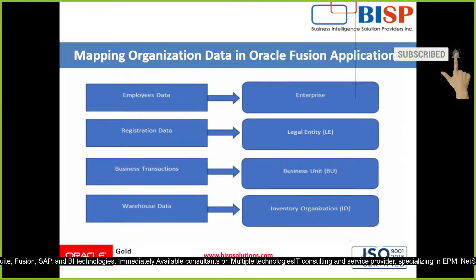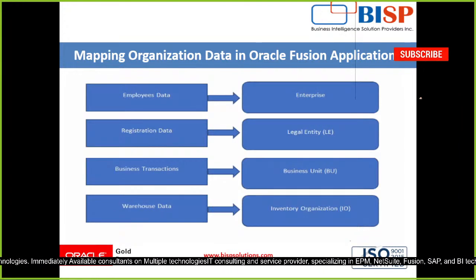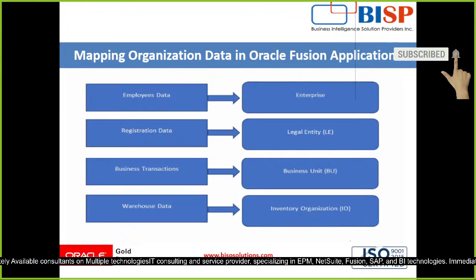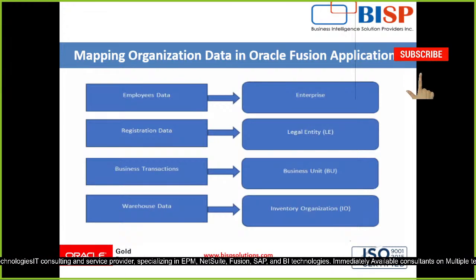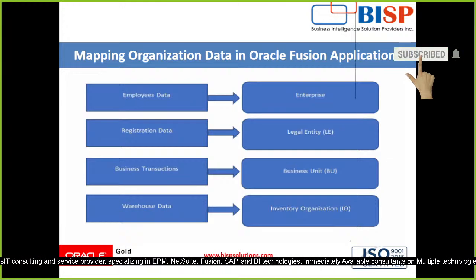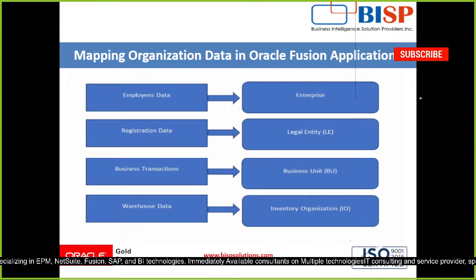So at the enterprise level, we maintain all the employee related data like payroll data and all the employee information, right? And at the legal entity, we maintain all the registration level data. For example, the registration number, laws and regulations, all the information under the legal entity. And the business unit records the day-to-day activity of the business transactions, like the sales details, purchase details, invoice details.